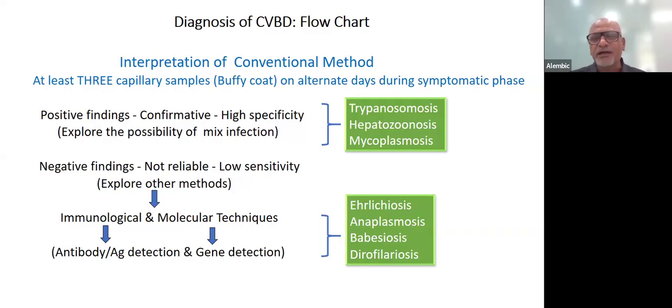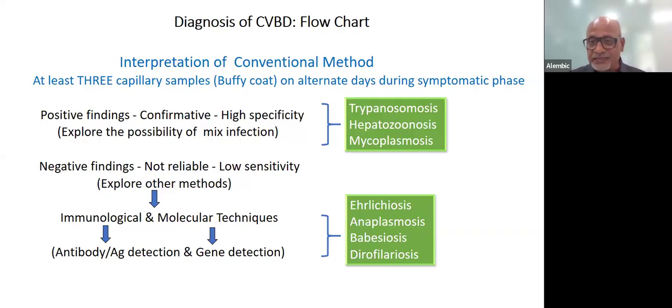Then take it in a capillary and prepare a buffy coat, and then prepare a buffy coat smear. If you do it more times, that is good. That is going to improve the sensitivity. So those buffy coat smears are prepared. If there is a lymphadenopathy, take a lymph node aspirate smear also, and go through the conventional method of microscopy. And if all 3 samples or more are negative, you can tentatively take it that the animal is negative for trypanosomosis, hepatozoonosis, and mycoplasmosis.